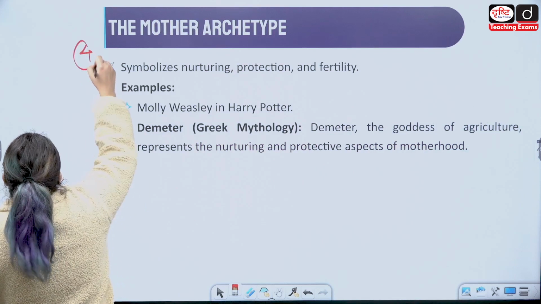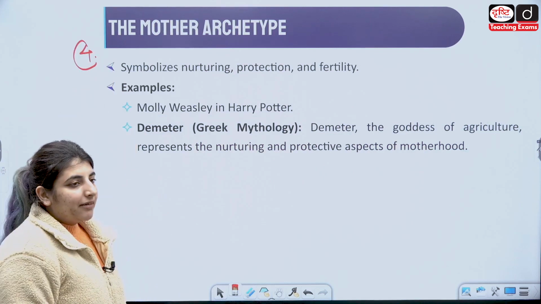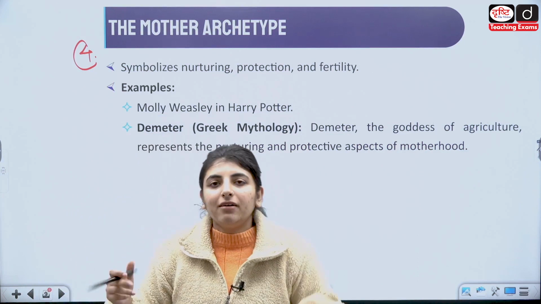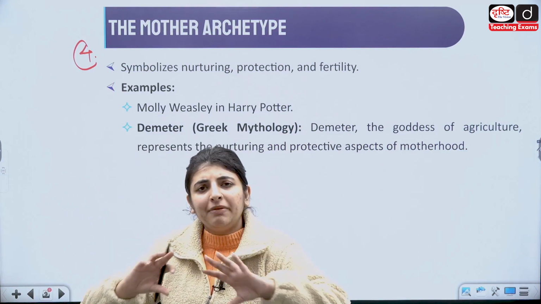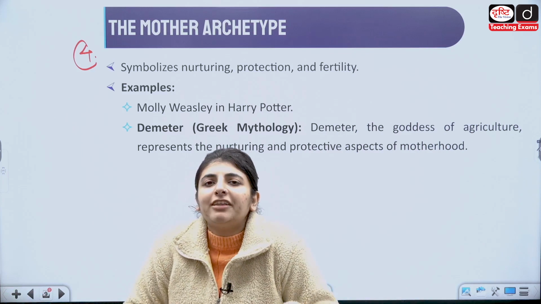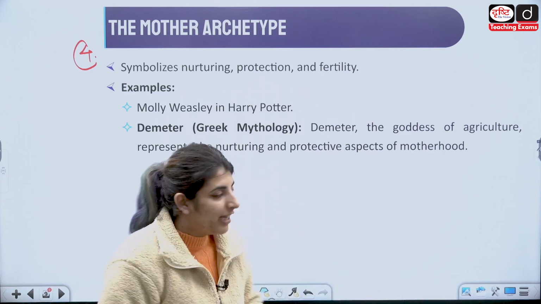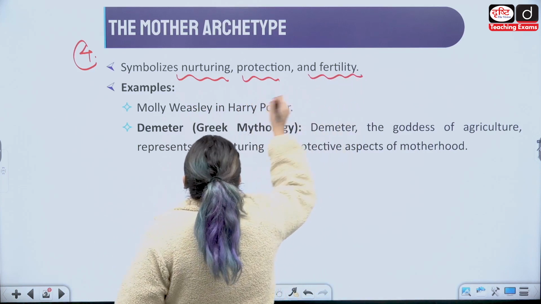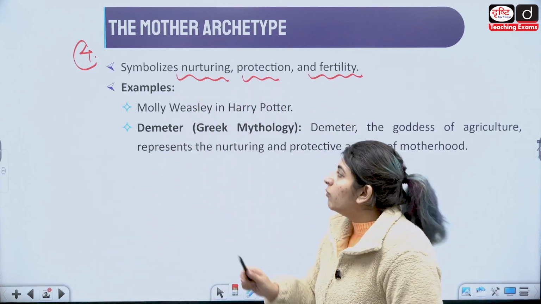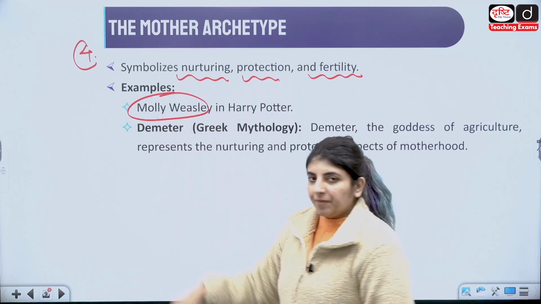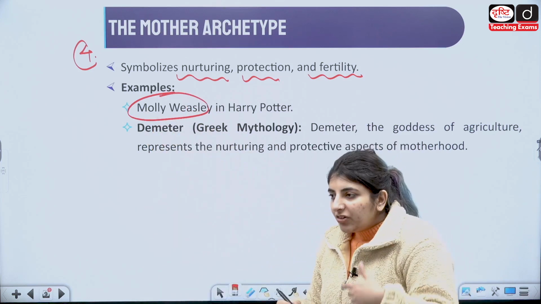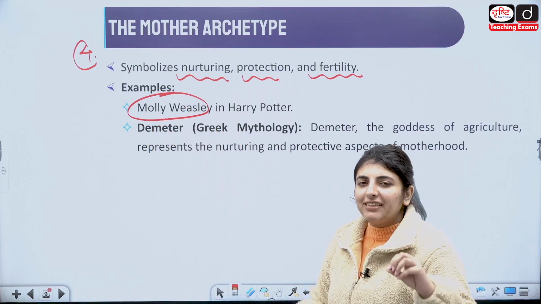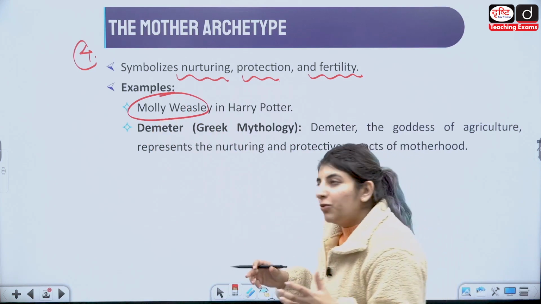Then we have the fourth number, the mother archetype. And the mother archetype need not be female only. It can be a man, right? It can be any person who is having that nurturing quality inside, right? So it symbolizes nurturing, protection and fertility. What are the examples here? Molly Weasley in Harry Potter. The way she tries to nurture Harry is of very much significance, and somewhere or the other it tries to make you feel emotional as well.